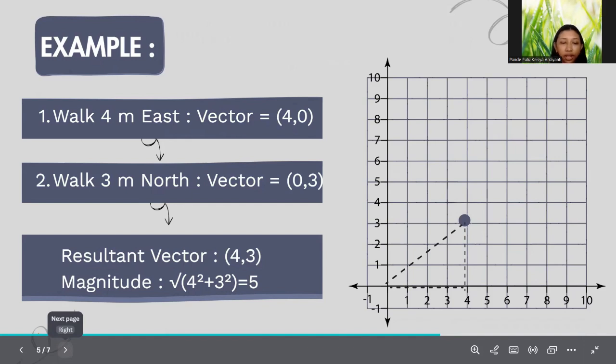Next, we calculate its magnitude by using the Pythagorean theorem. The square root of 4 squared plus 3 squared equals 5. So 5 is the magnitude. Although the person moved in two different directions, the final displacement has a magnitude of 5 meters and points toward the coordinate (4, 3). This example shows that vectors help us to describe movement more accurately than distance alone.